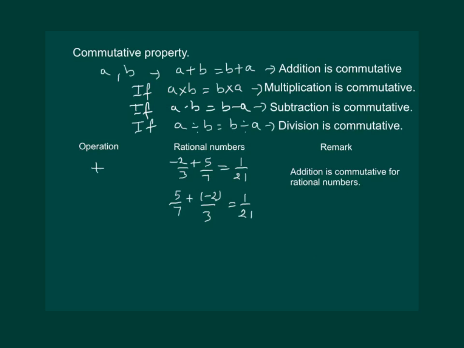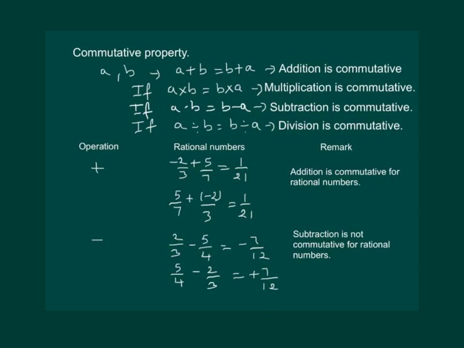Let us now check the commutative property of rational numbers for subtraction. Let us take two rational numbers, say 2 by 3 and 5 by 4, and subtract them. We get minus 7 by 12. Now let us find 5 by 4 minus 2 by 3. On solving, we will get the answer as plus 7 by 12, which are not equal. So we can say subtraction is not commutative for rational numbers.